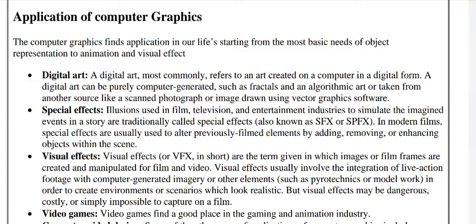Special effects: when you see Hollywood movies, you find special effects, like some kind of blast taking place or different kinds of things. These special effects are given with the help of computer graphics itself. Special effects are used in the film, television and entertainment industries to simulate the events of a story. For creating images, stories and lots of animated things, we use special effects, so there also computer graphics has been used.